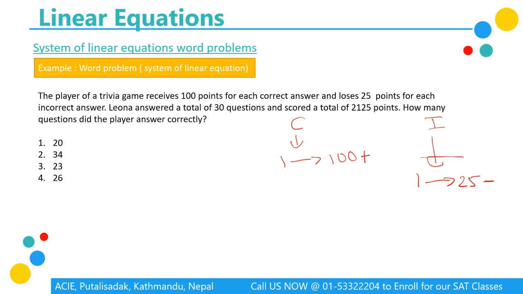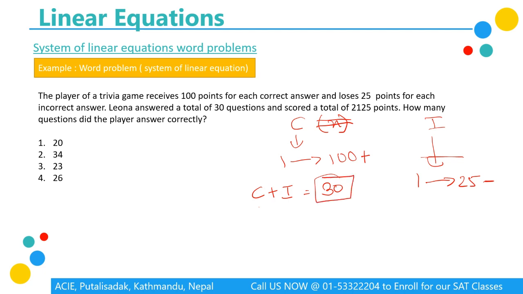Then it says the total number of questions she answered, which is C plus I, is equal to 30. Let's keep C as the number of correct answers and I as the number of incorrect answers. So the number of correct answers plus incorrect answers gives us 30. These are the answers she has given.